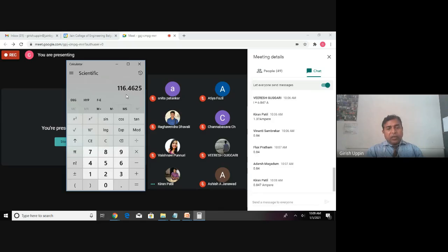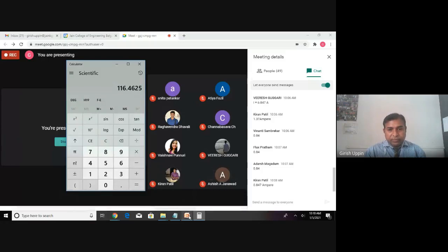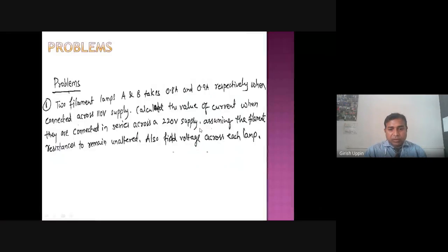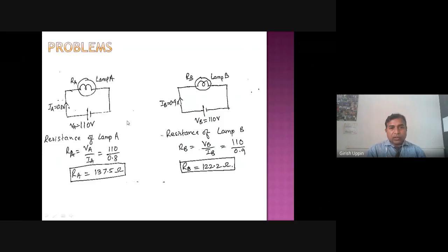That's another way. If you calculate VB as I into Rb, when you add both the values, you may not get exactly 220, only very close to 220 because of the rounding errors. But if you use the other method, V is equal to VA plus VB, then you will get the exact value. Very good. So we'll see the solution. Already you have found the solution.